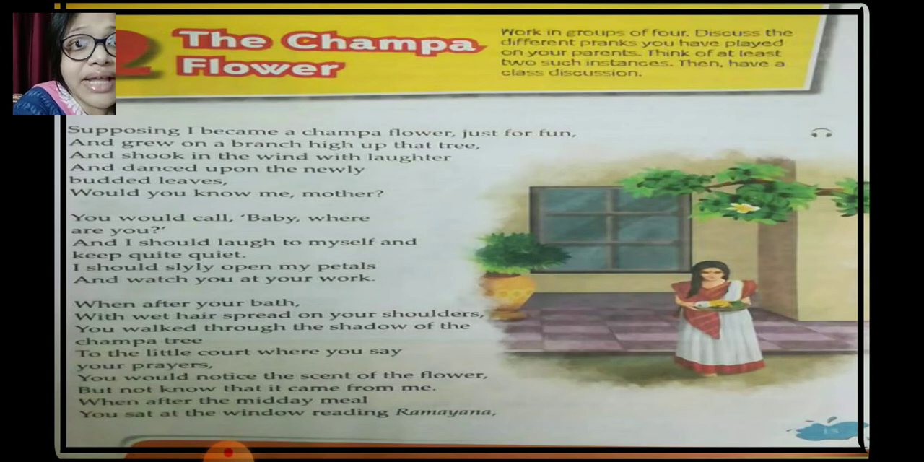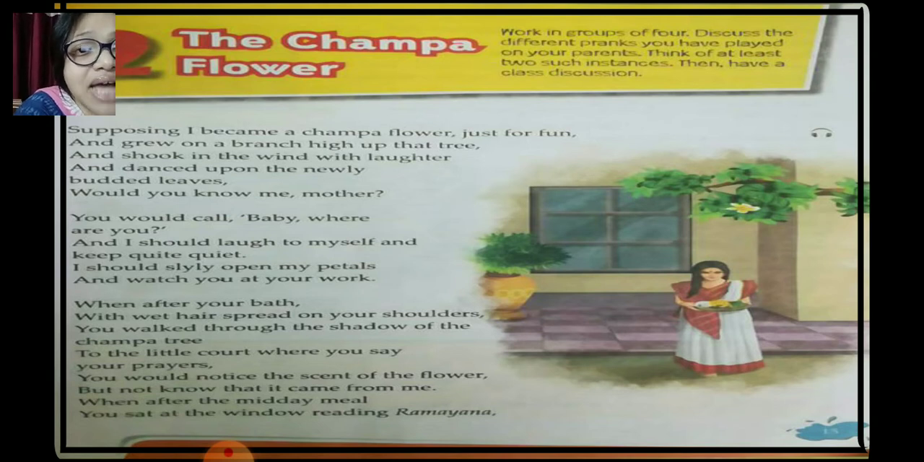Supposing I become a champa flower just for fun and grew on a branch high up that tree, and shook in the wind with laughter, and danced upon the newly budded leaves. Would you know me, mother? You would call, Baby, where are you? And I should laugh to myself and keep quiet. I should shyly open my petals and watch you at your work. When after your bath with wet hair spread on your shoulders, you walked through the shadow of the champa tree to the little court where you say your prayers, you would notice the scent of the flower, but not know that it came from me.